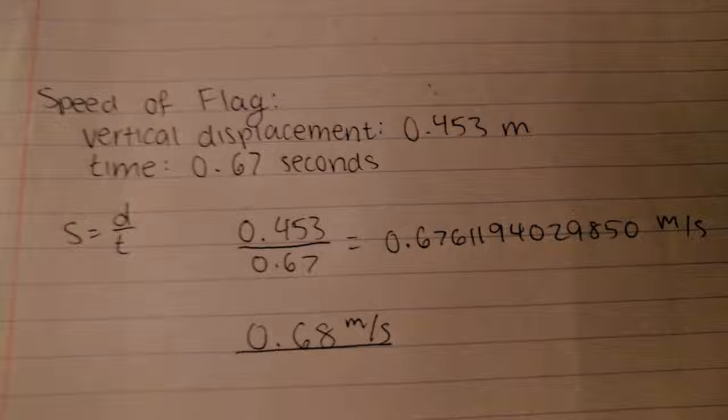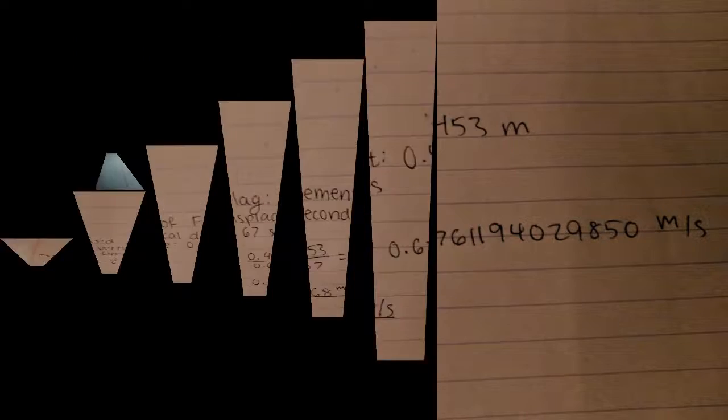Calculate the speed with which the flag is raised. To do this, you divide the time it takes for the flag to raise by the distance the flag raises. The flag raises 0.453 meters total, and it only takes 0.67 seconds. Now, we divided these numbers to get 0.68 meters per second, which is the speed that the flag is raised.